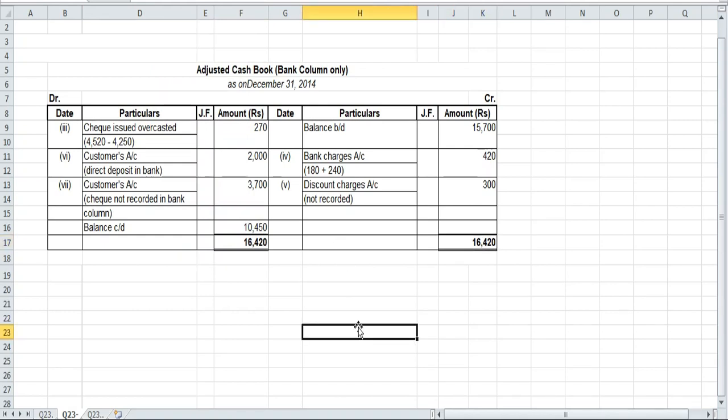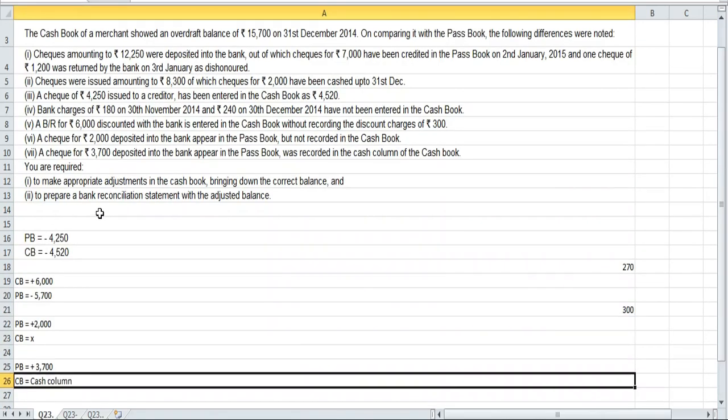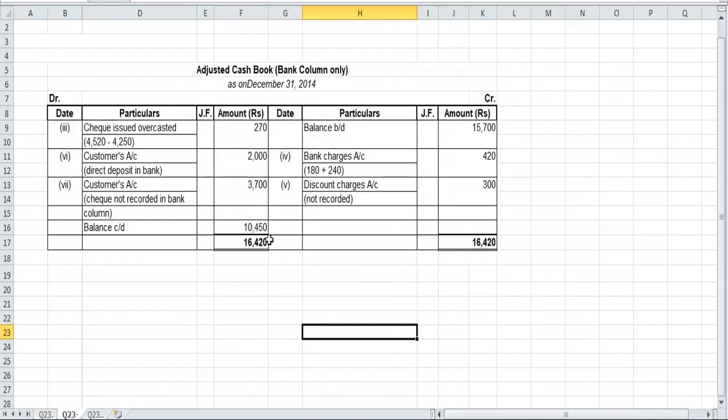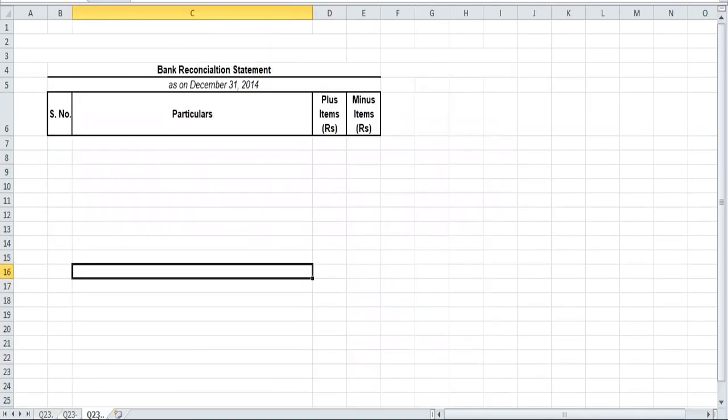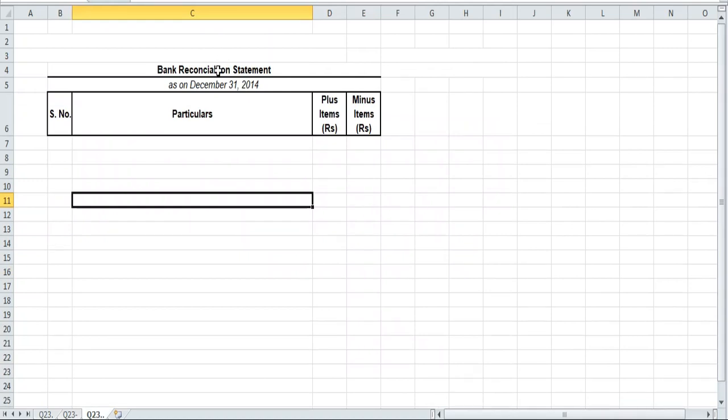Okay, now what is the next thing in the question? We have to prepare a bank reconciliation statement with adjusted balance. Now what is the adjusted balance? The closing balance will become the adjusted balance, that is 10,450. So here I have made the format. You all know the format: bank reconciliation statement as on 31st December 2014.